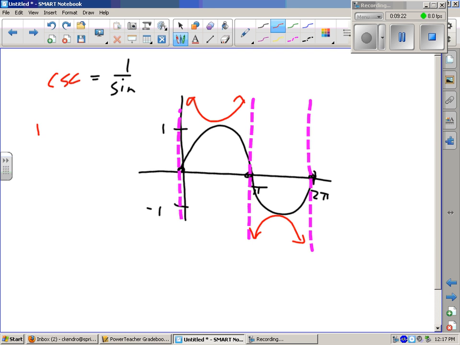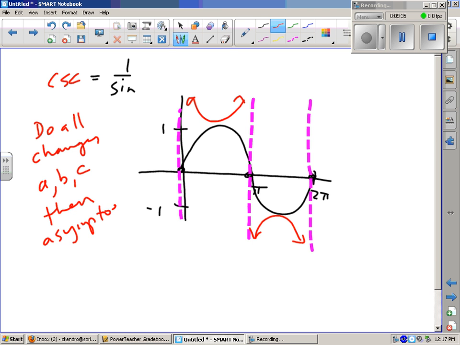So you do all changes A, B, and C. Then you put in the asymptotes. Then finish D. The reason I want you to finish D after the asymptotes is because sliding the graph up and down, you need those boundaries to keep it lined up. Whichever way you're moving it, you want to keep it between the dotted lines. So the labeling is much easier.